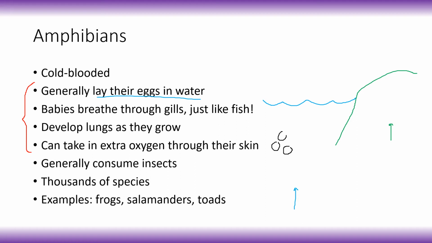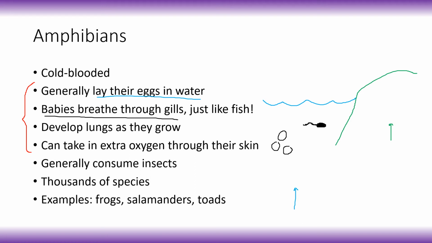So what's interesting is that the eggs will be in the water, the babies are born in the water, and they breathe through gills, just like fish. So if you think about frogs, I've listed frogs down at the bottom as an example. When they're babies, when they're tadpoles, they are basically like fish. And sometimes the babies of these amphibians will be very similar to fish in more ways than just the way that they breathe, but then they undergo this transformation as they start to get a little bit older.